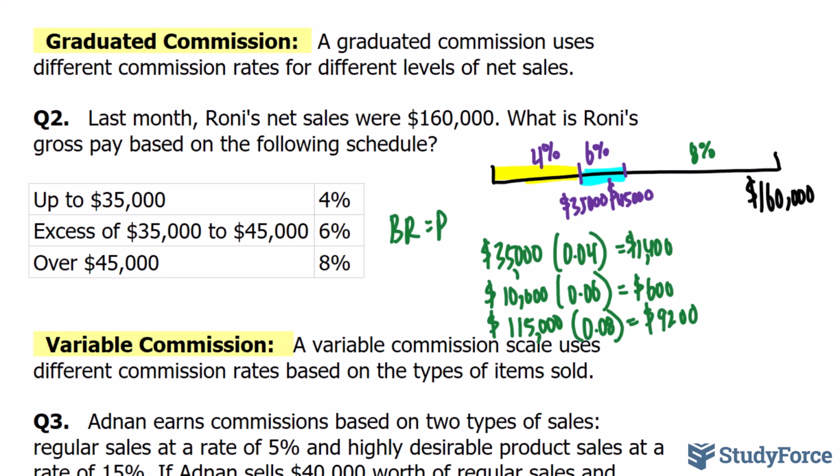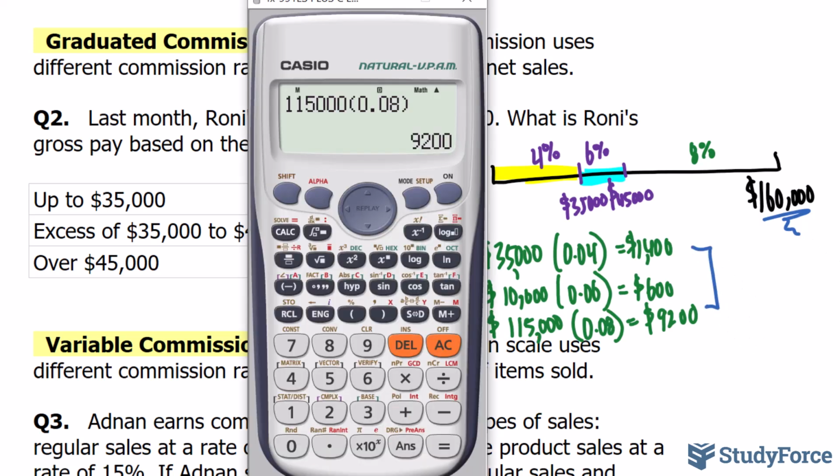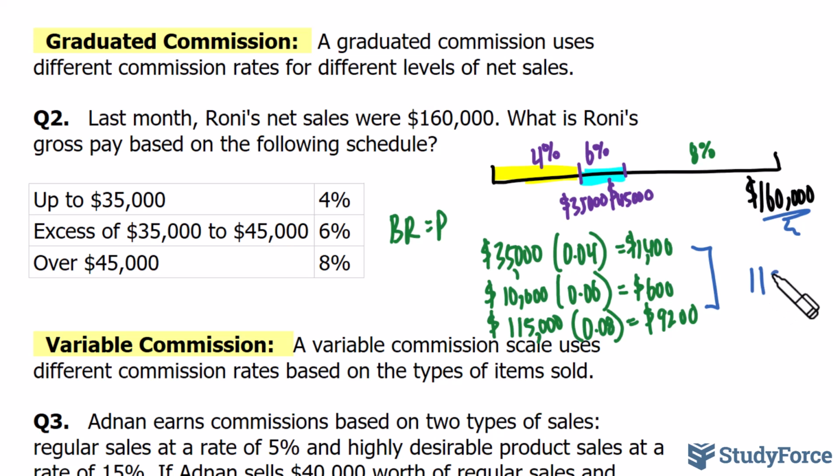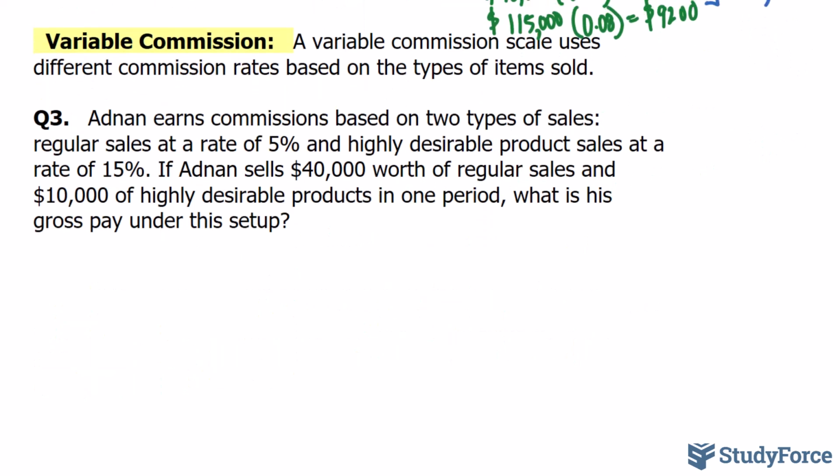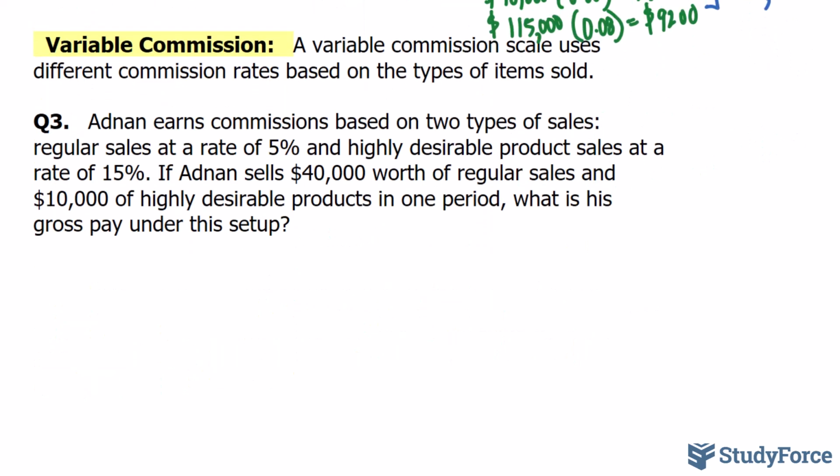So to find out how much of the 160,000 goes into Roni's pocket, we simply sum up these values. We can use our calculator. That number plus 600 plus 1,400 gives us $11,200 worth of commission. And for the last kind that we'll be discussing in this video, we have variable commission.